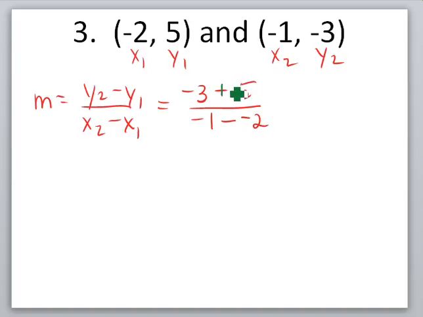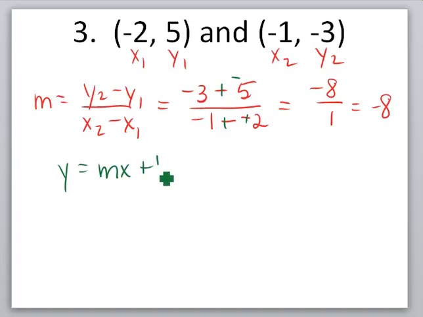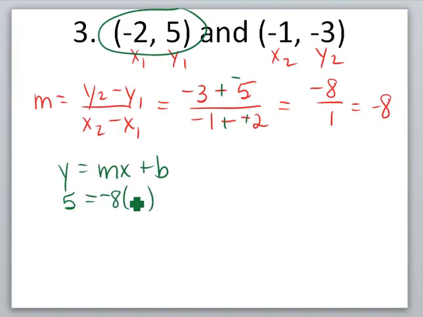I'll show you my sign changes, and then I find out my slope is negative 8 over, that would be 1, which is just a negative 8. Writing y equals mx plus b, and I'll go ahead and use this first point again. Put 5 in for y, put negative 8 in for m, put negative 2 in for x plus b.